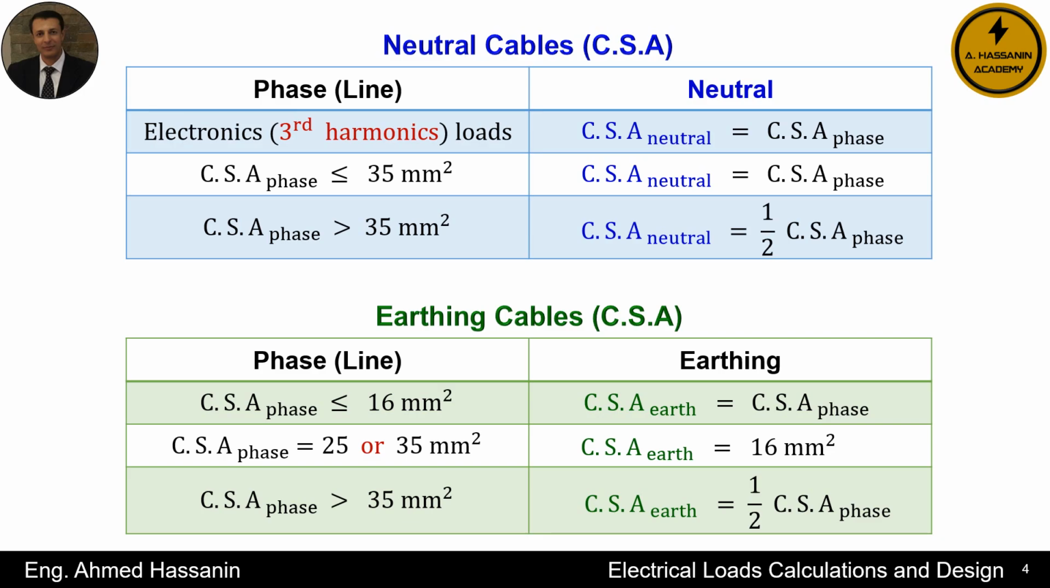As shown in the table in front of us, the correct steps for selecting the cross-section area of the earthing conductor are as follows. First step, if the cross-section area of the phase conductor is 16 square millimeters or smaller, the earthing conductor should have the same cross-section area as the phase conductor. Second step, if the cross-section area of the phase conductor is 25 square millimeters or 35 square millimeters, the earthing conductor should have a cross-section area of 16 square millimeters. Third step, if the cross-section area of the phase conductor is greater than 35 square millimeters, the earthing conductor should have half the cross-section area of the phase conductor.